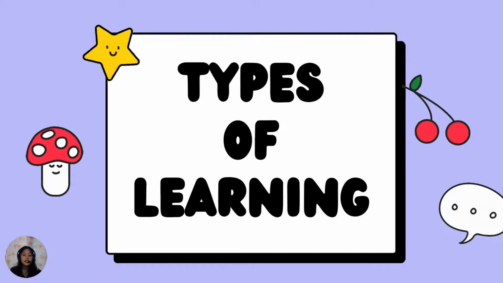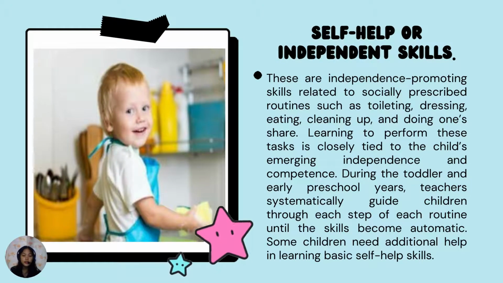Next is the type of learning. So the first type of learning is the self-help or independent skills. These are independence promoting skills related to socially prescribed routines such as toileting, dressing, eating, cleaning up, and doing one's share. Learning to perform these tasks is closely tied to the child's emerging independence and competence. During the toddler and early preschool years, teachers systematically guide children through each step of each routine until the skills become automatic.